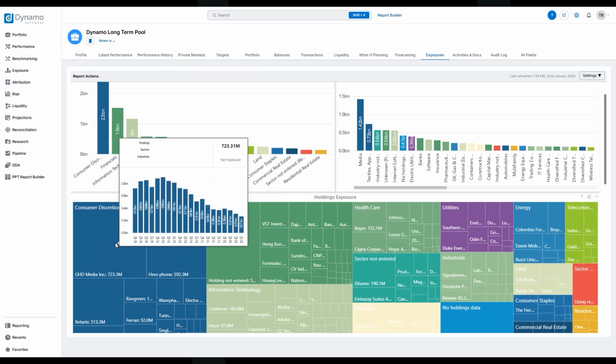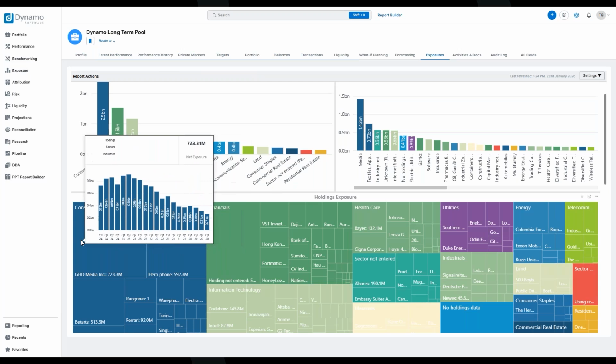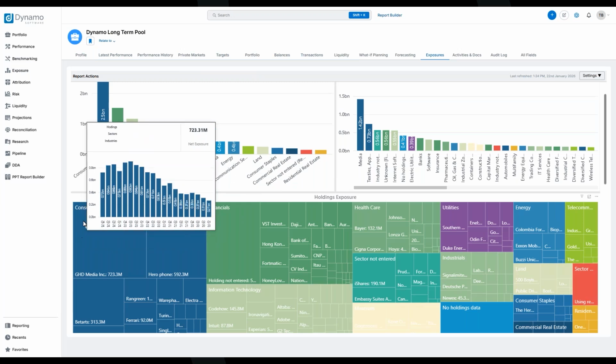You'll notice there's some bigger boxes. They all represent, the bigger the box, the more exposure that you have. If I hover over that, I can see a historical view of how those exposures to GHD media have changed.